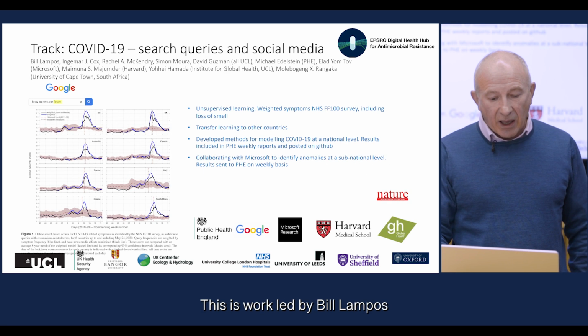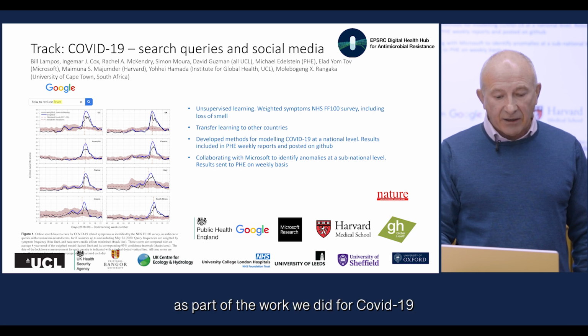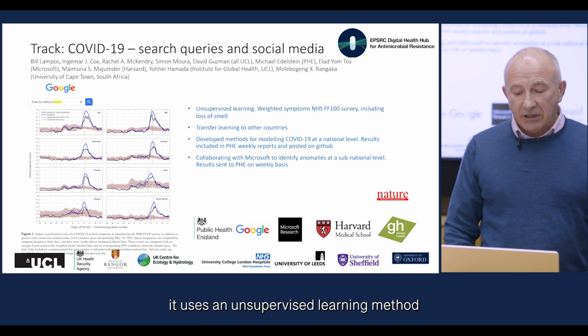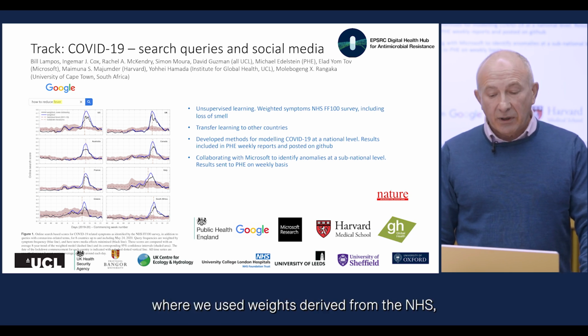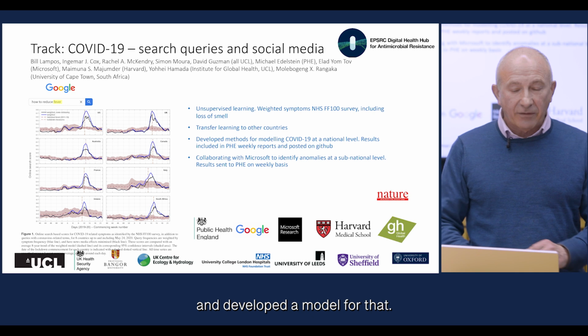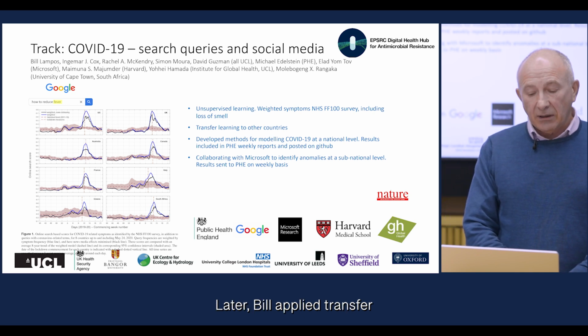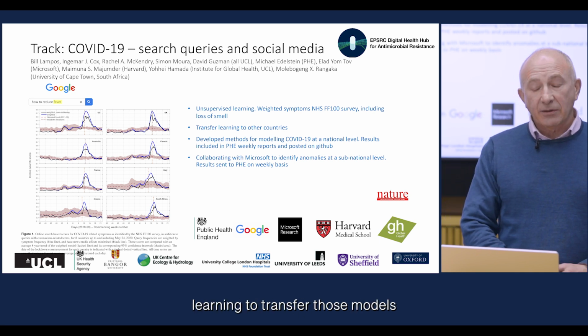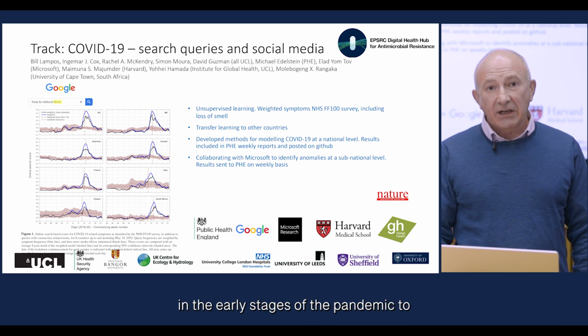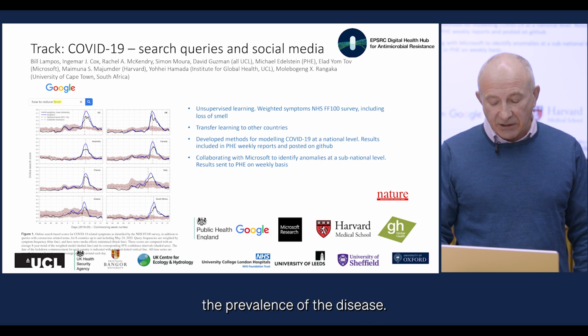This is work led by Bill Lampos as part of the work we did for COVID-19 and user search queries. Here it uses an unsupervised learning method where we used weights derived from the NHS first few hundred symptoms for COVID, such as loss of smell, and developed a model for that. Later, Bill applied transfer learning to transfer those models to other countries. And it was very useful, particularly in the early stages of the pandemic, to verify that lockdowns were actually reducing the prevalence of the disease.